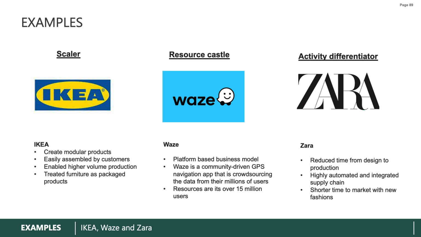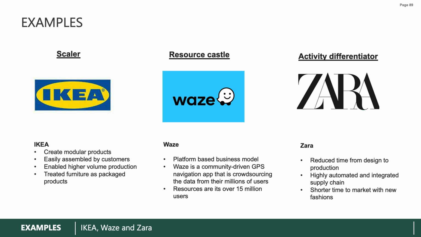Then in terms of resource castles, we have Waze. Waze crowdsources information on GPS systems. By using that, it's able to feed back through its application exactly what the traffic is at any one point. That enabled it, that intellectual property and the way it used it was unique to Waze.